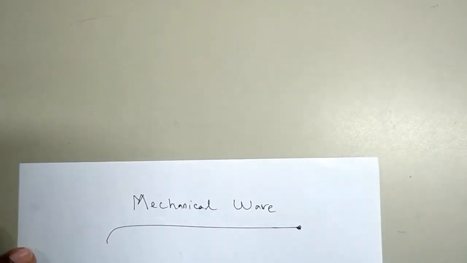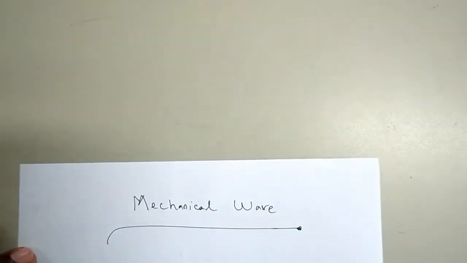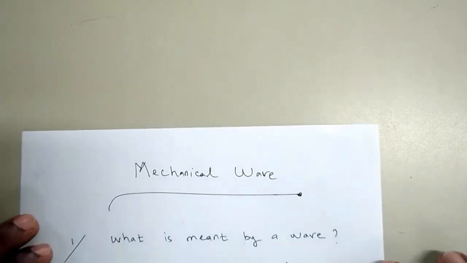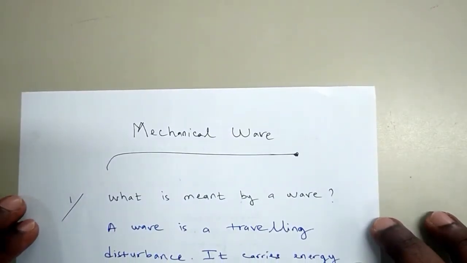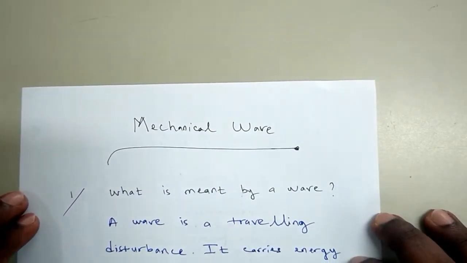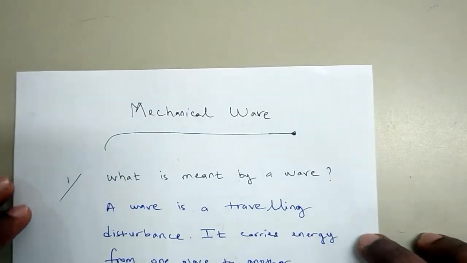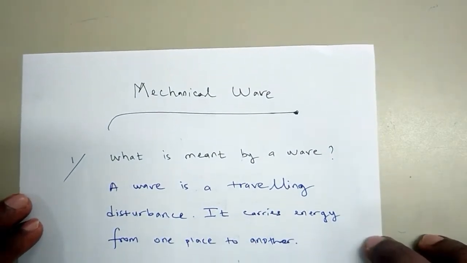Hi all, today I'm going to share with you all the theoretical part and the definitions in a mechanical wave. For the first one, what is meant by a wave? A wave is a traveling disturbance. It carries energy from one place to another.